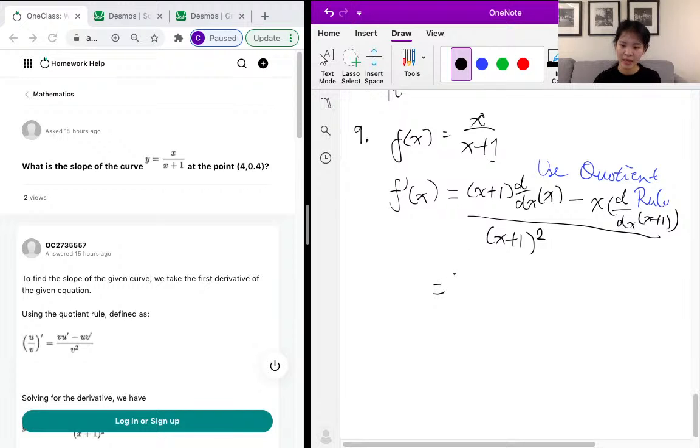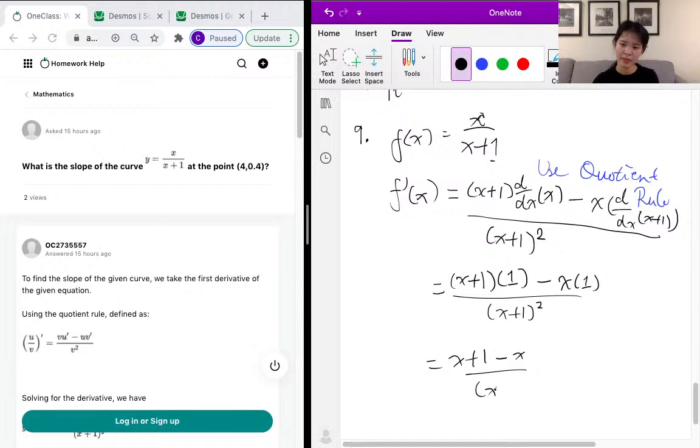And now let's further our simplifications. So the derivative of this is we just write down our bottom term first. And the derivative of x is just 1, using the derivative rule of polynomials. And high, which is our x, times the derivative of x plus 1, which again is just 1, over low squared, which is x plus 1 squared. So we have x plus 1 minus x over x plus 1 squared. So the derivative of the function is just 1 over x plus 1 squared.